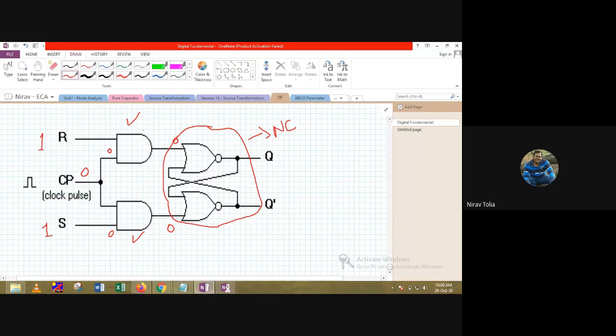So to change the state of the flip flop, what do we have to do?